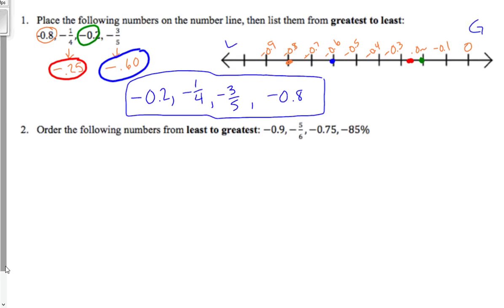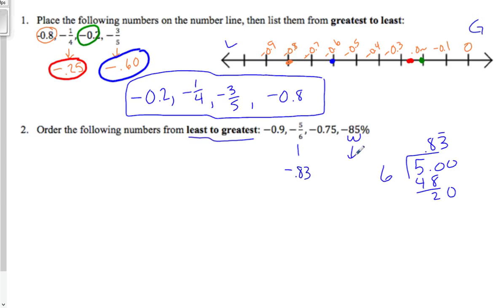All right, so on this one, they don't give us a number line, and they want us to order them from least to greatest. So -5/6, that's one that we're going to have to work out because it's not a benchmark. So we still need the decimal equivalent. So 6 can go into 58 times, that's 48 with 2 left over, and it's going to be repeating. So this is going to be -0.83, and then this we have to change, and so this is going to become -0.85.